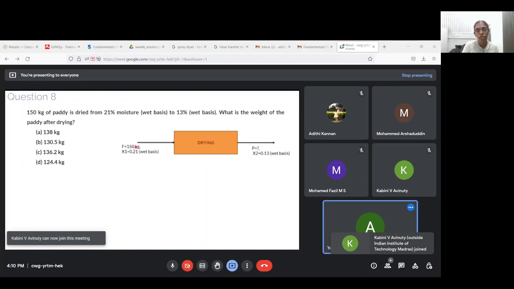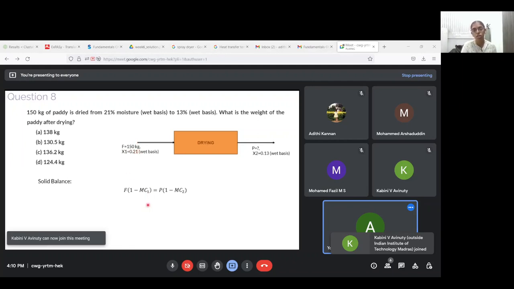So 150 kg is going in and X1 is 0.21 wet basis. You need to find out what is P here. Let's say P is your product. You need to find out the total amount of P here and X2 is given as 0.13. So you already know that your solid balance, that is your dry solid, remains constant no matter how much water vapor is getting evaporated. So if, let's say, 0.21 of F is water vapor, then 1 minus 0.21 will be your dry solid. Is this clear?